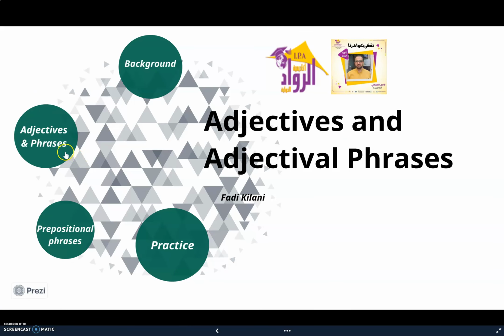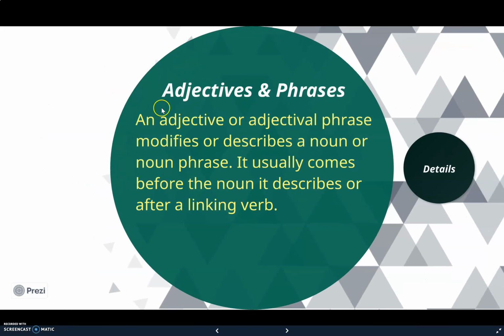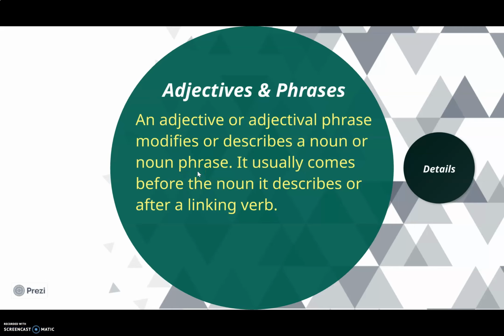Let me start with adjectives and adjectival phrases. As you see here, an adjective or adjectival phrase modifies or describes a noun or noun phrase. The main function of adjectives, students, is to describe a noun. For example, I met a clever student. The adjective is clever, which modifies or describes student.